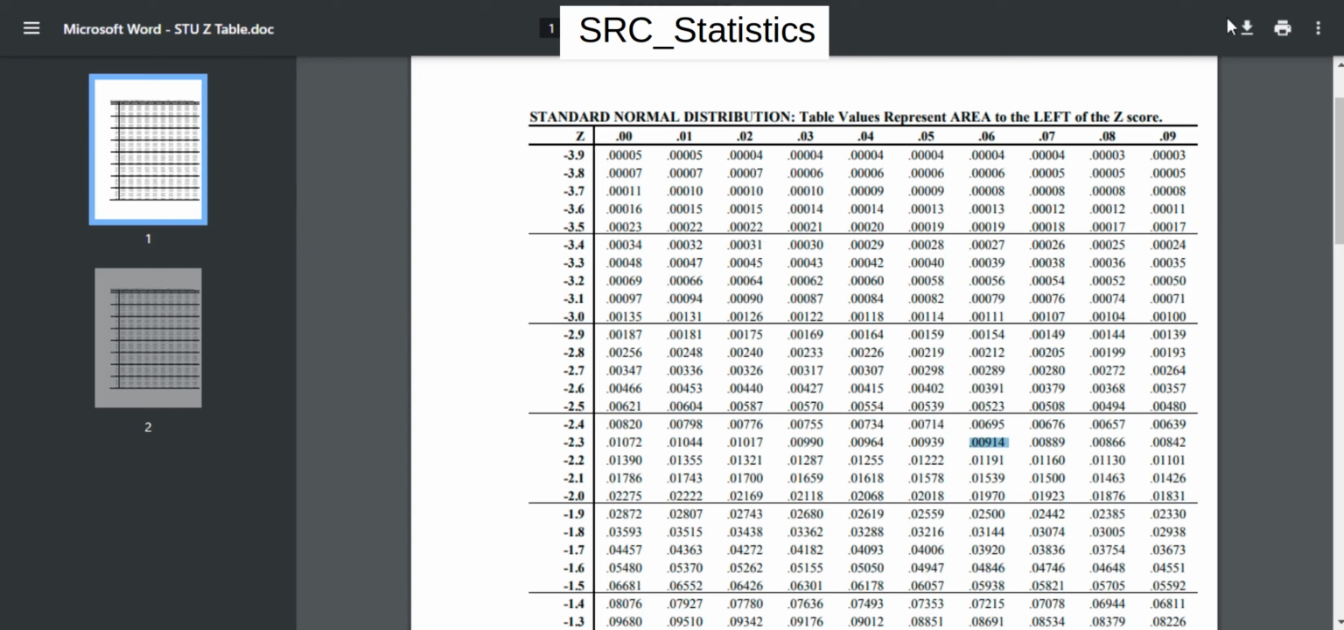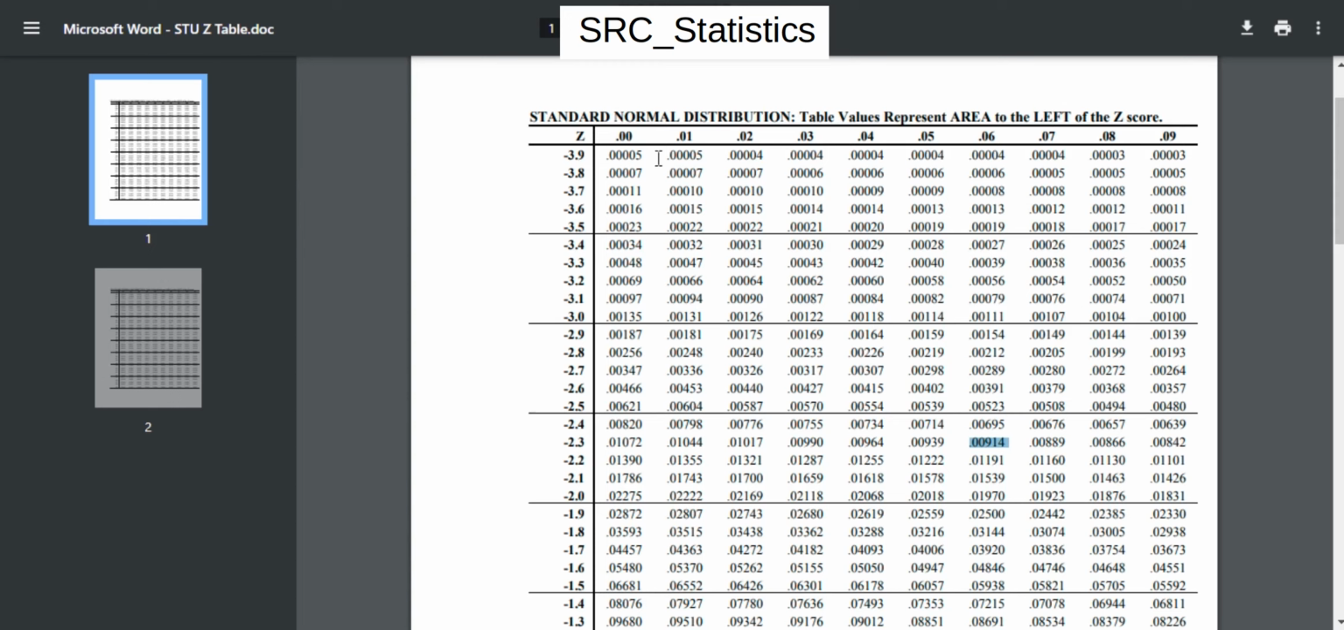Welcome again. Now let us understand how we find out the p-value from the Z table. As you remember, the p-value formula was probability Z less than negative 2.36. So from this Z table we find out the value of probability Z less than negative 2.36, that is the area to the left of negative 2.36. That is why we choose this table, the standard normal distribution table, area to the left of the Z score.